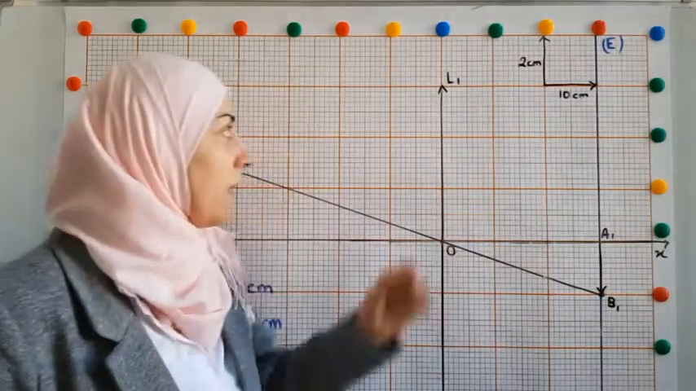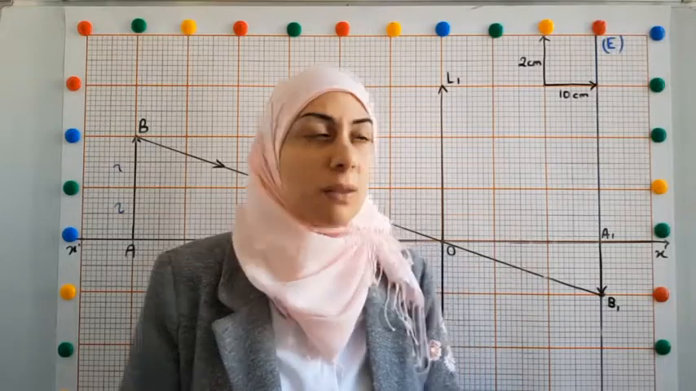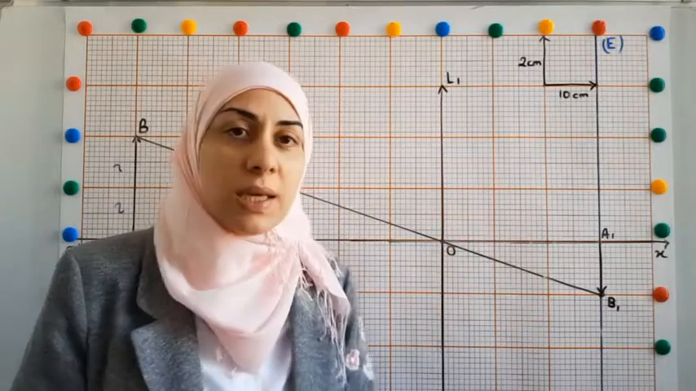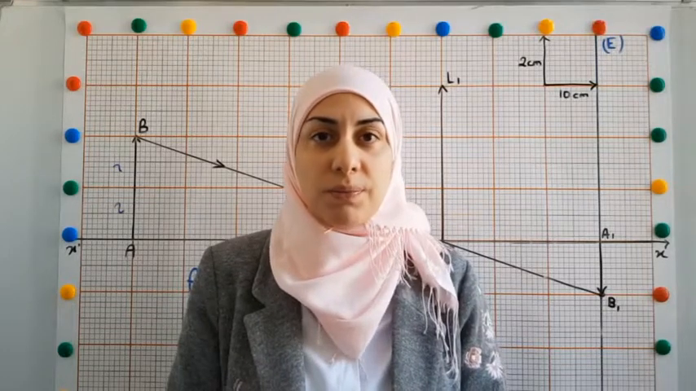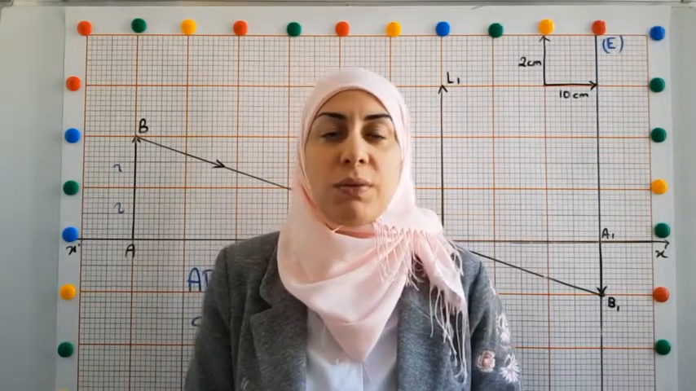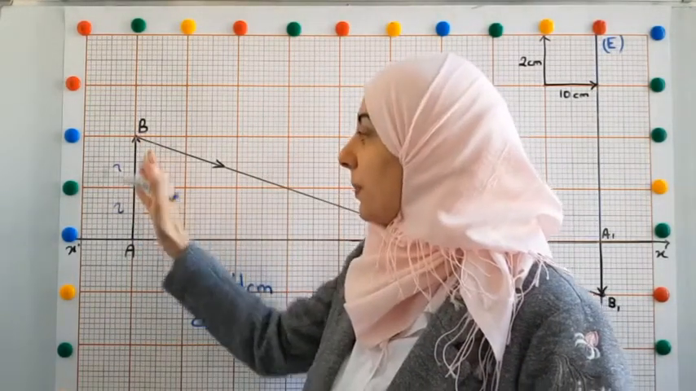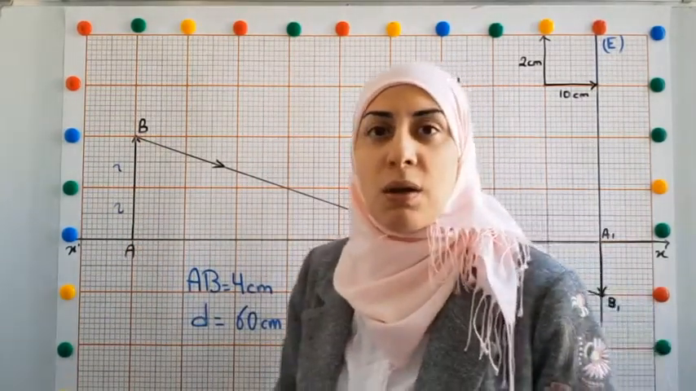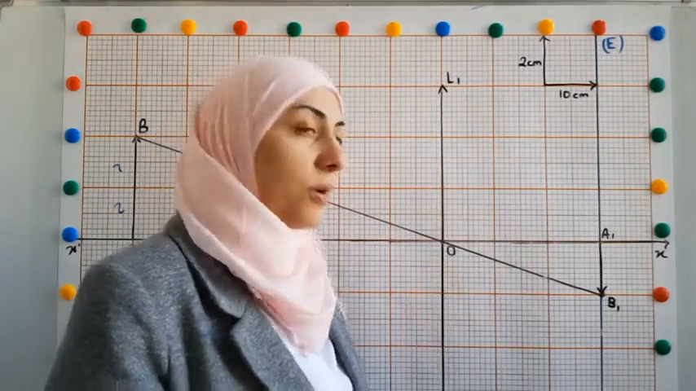We also have the converging lens L1 that we aim to find its focal length. We have the screen E and we have a set of converging lenses of non-focal length. To find the focal length of the converging lens L1, we place the object AB perpendicular to the optical axis of the converging lens and at a distance of 60 centimeters from the converging lens.